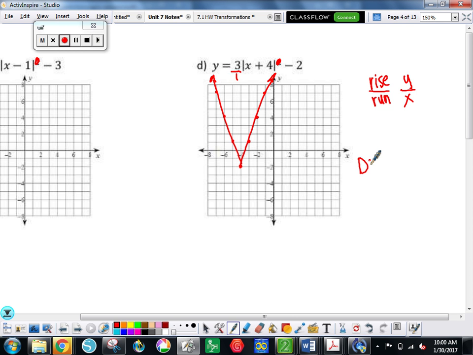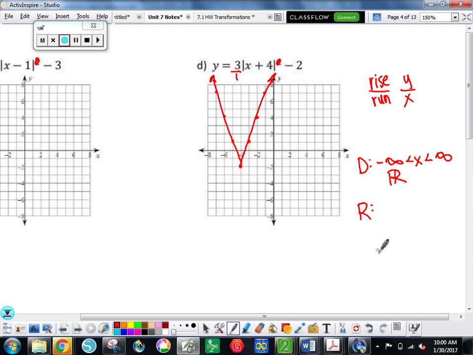So, my domain, which one do you want to practice? Interval or inequality, do you care? You want to practice inequality? So my domain from negative infinity is less than x, which is less than infinity. You could have also put all real numbers.